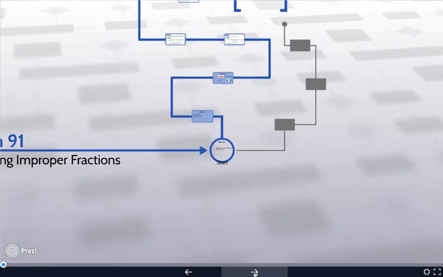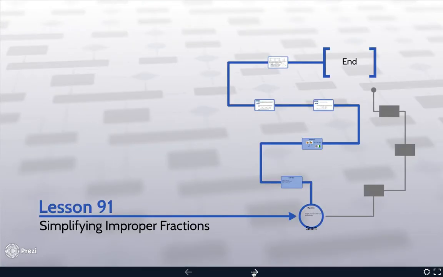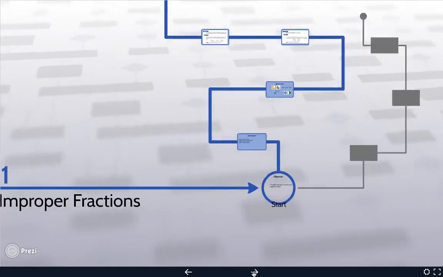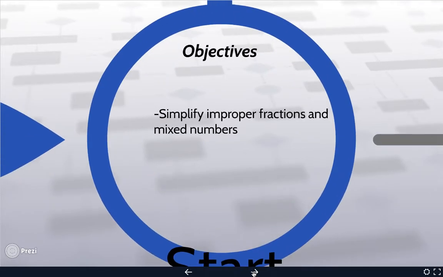All right, good afternoon. We're on lesson 91, simplifying improper fractions. There you go. So your objective for today is to simplify improper fractions and mixed numbers.